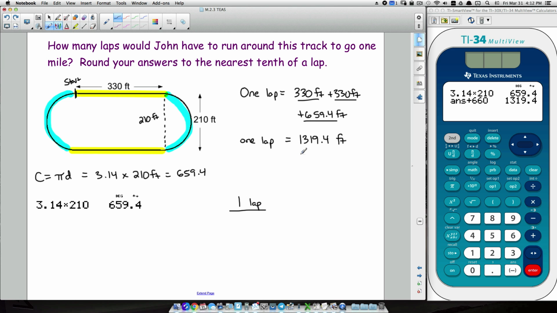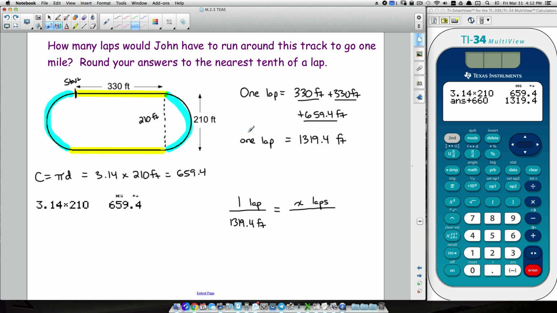One lap is 1,319.4 feet, or approximately that, and we're going to be okay with that. Equal to, we're trying to figure out how many laps. We don't know how many laps. Well, since I have laps at the top here, I'm going to set up a proportion and say X laps over, now, what do we got to put down here? We have to put feet.